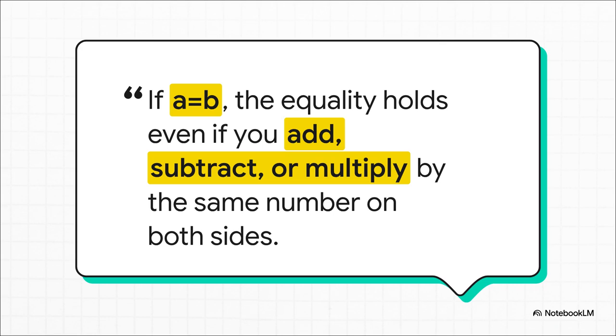An equation is like a perfectly balanced scale. That equals sign is the middle point. And to keep it balanced, whatever you do to one side, you have to do the exact same thing to the other. That's it. That's the secret to everything.